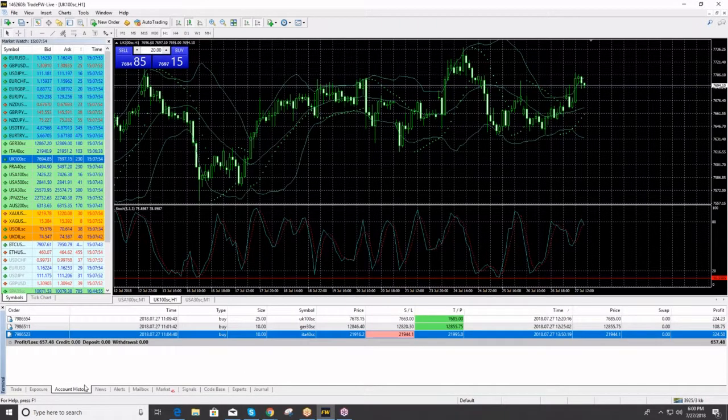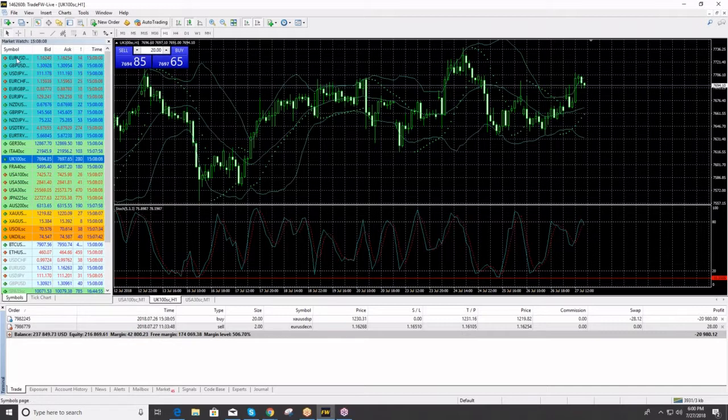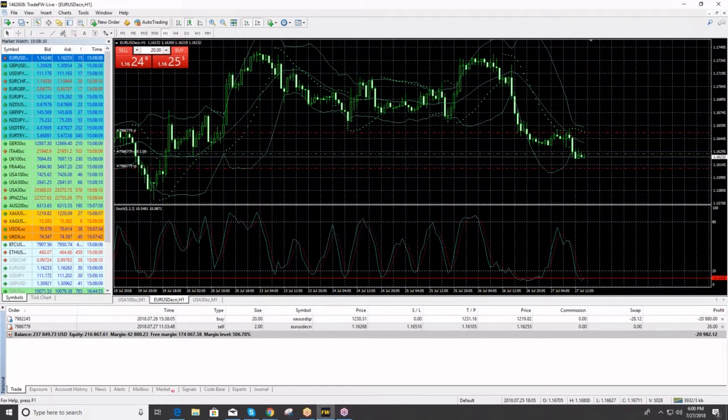Our positions are closed. We made until now a profit of $657. And Euro USD almost didn't move since this morning. Look at this, guys. We put our position this morning and still it's almost on the same spot. Everything is on hold waiting for the announcement.